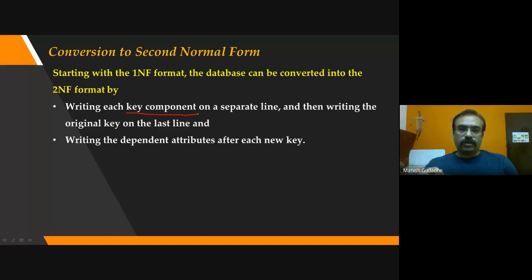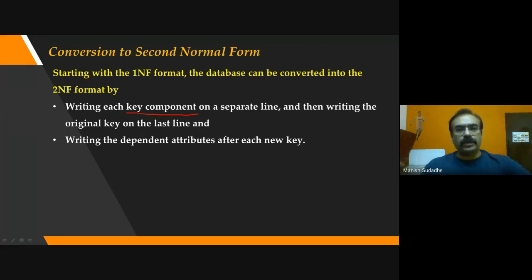Okay. So first of all, you list out all the key components and then finally write down the original key. Original key was project number plus employee number. That was our original key, out of which key components are project number as well as employee number. So write them separately and at last you write the original key. And then with every key, you just list out the attributes which are dependent on it.